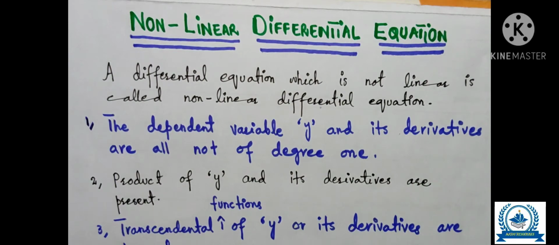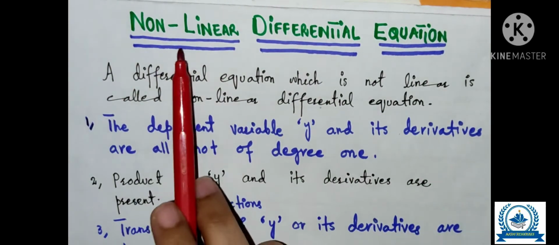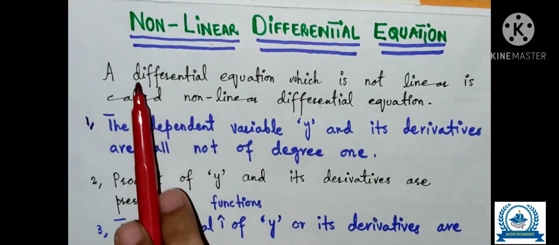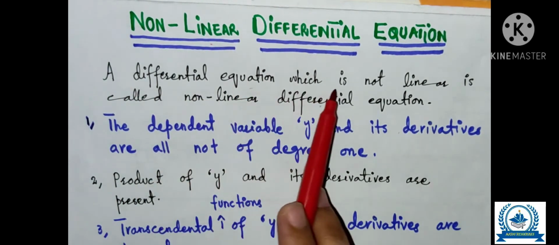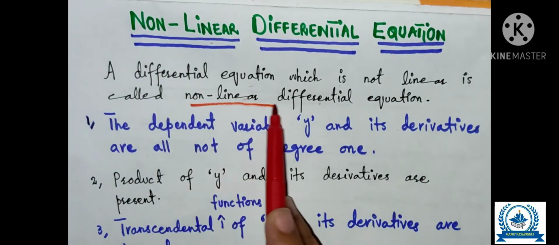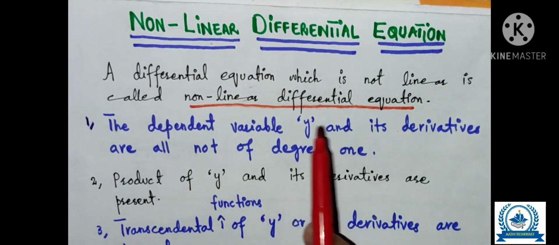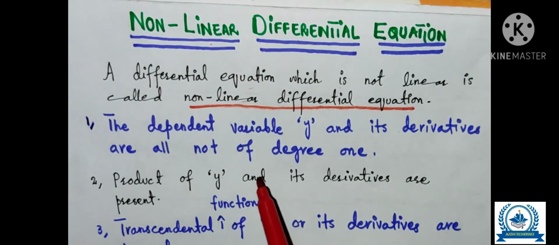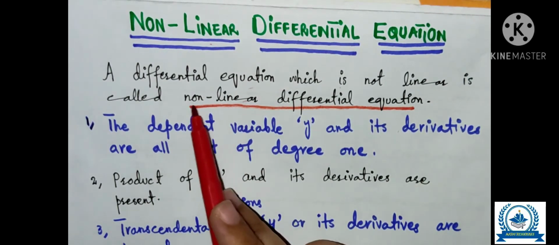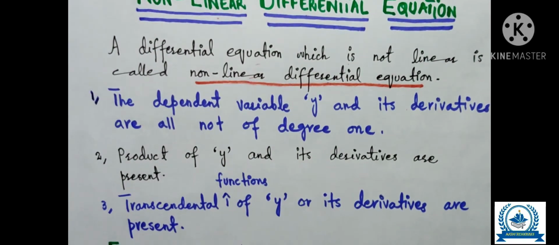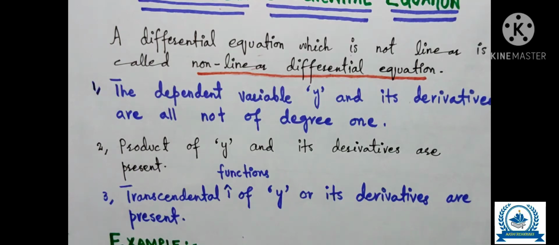I am here with a new topic, that is non-linear differential equation. What it says: a differential equation which is not linear is called a non-linear differential equation. An equation which doesn't satisfy the linear conditions, then we could say that it is non-linear. Now come to the following points which say that a differential equation is non-linear.